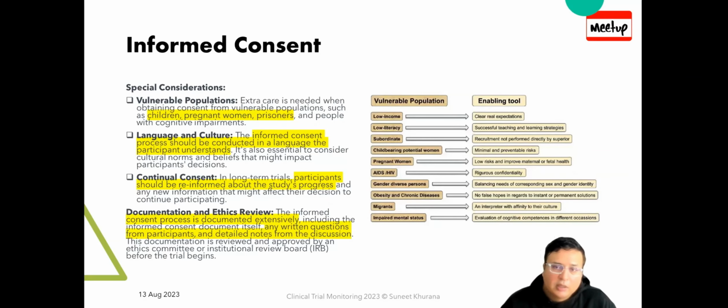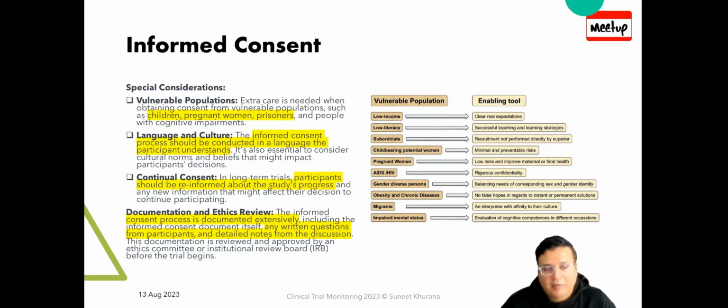So then another one is special considerations in the vulnerable population. Children, pregnant women, prisoners: their autonomy is compromised because they are dependent on someone who is the authority figure and in charge of taking care of them. And they may be scared that if they say no, this can affect their well-being. So this is important. And people with cognitive impairments cannot make decisions on their own.